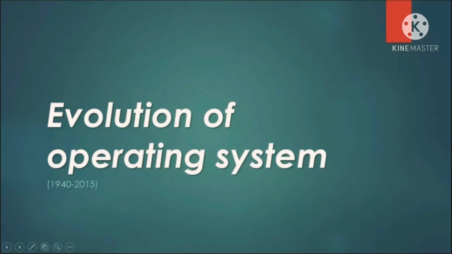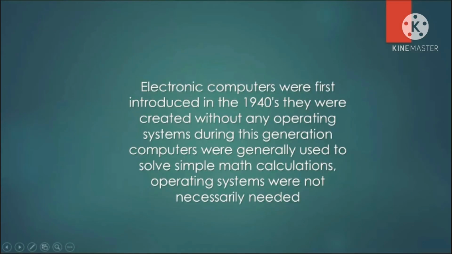Evolution of operating system. Electronic computers were first introduced in the 1940s. They were created without any operating system during this generation. Computers were generally used to solve simple math calculations. Operating systems were not necessarily needed.